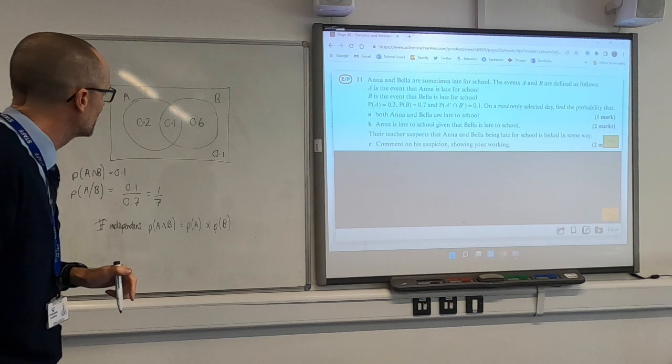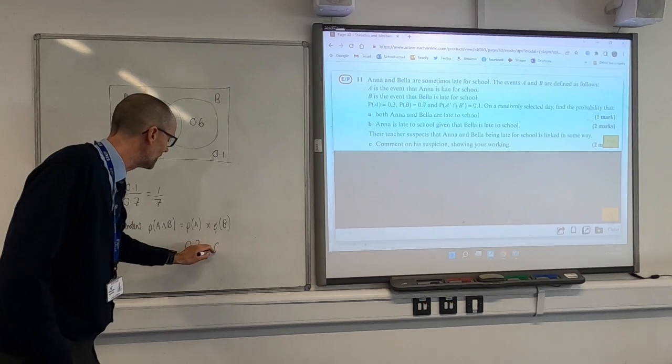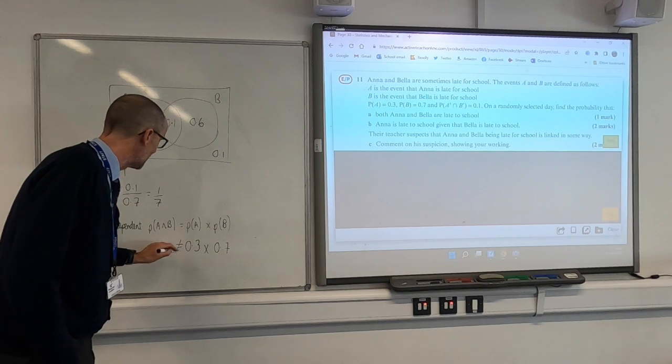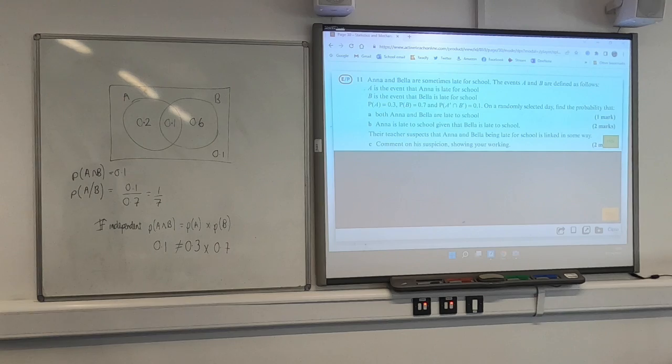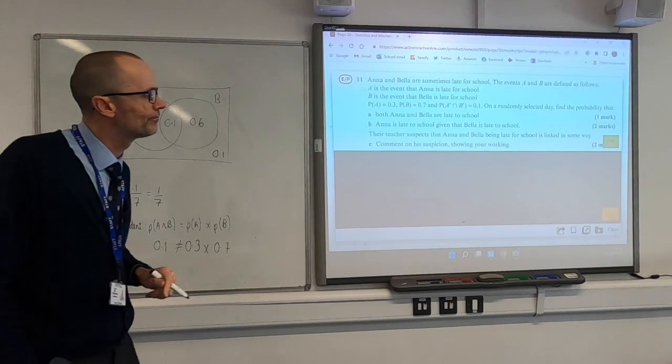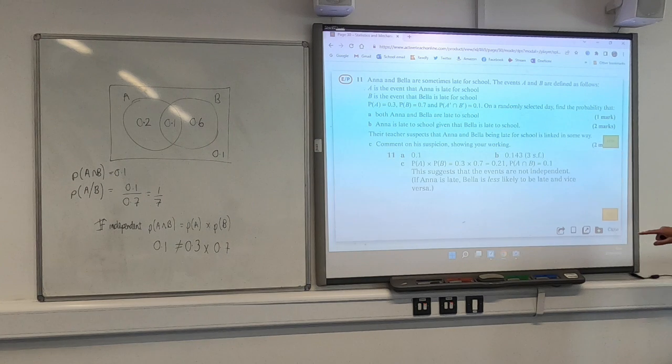So let's just test. The probability of A is 0.3 and the probability of B is 0.7. That does not equal the probability of the overlap. So the events are not independent. So the teacher's suspicion could well be right. Well, they go even further. Because the overlap is less than we expect, if Anna is late, Bella is less likely to be late. Oh, that's interesting.